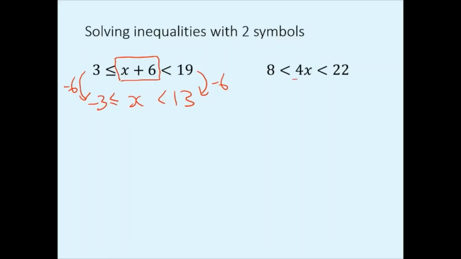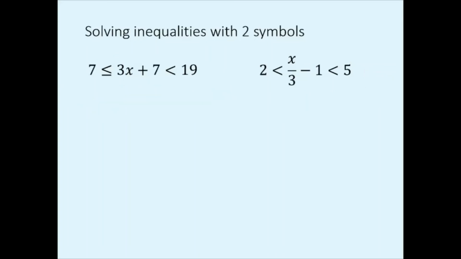On this one, in the middle, I have 4x. So I'm going to divide everything by 4, which will give me 2 less than x less than 5.5. There we go. And again, you can write 5.5 if you want to. Slightly more challenging questions because they're two-step equations, but it's still the same concept.